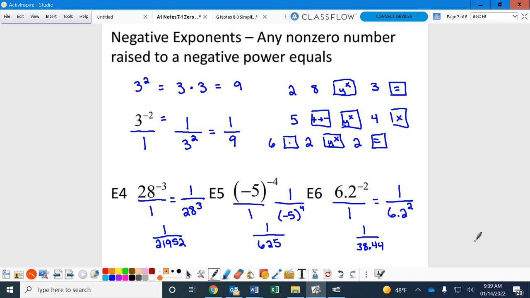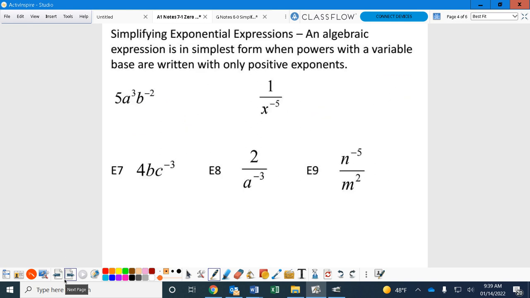Okay, the problems for simplifying. Okay, so here we go. The next section looks like this. So when you simplify an algebraic expression, the biggest thing is to get it into what we call simplest form. Just like you reduce a fraction and get it in simplest form, it's the same idea. The way that you tell this is that you have powers with variable bases written only one time and only have positive exponents. Guys, listen to me.